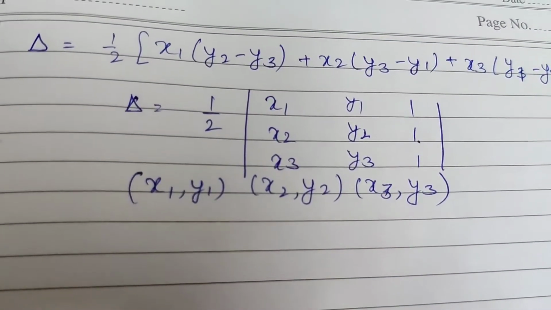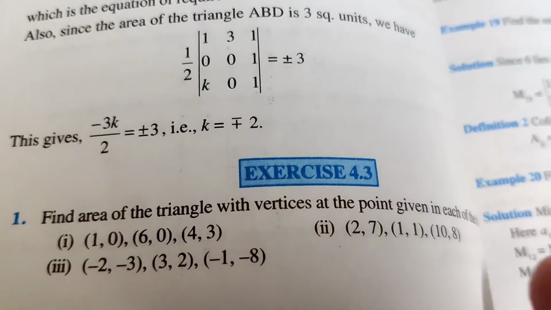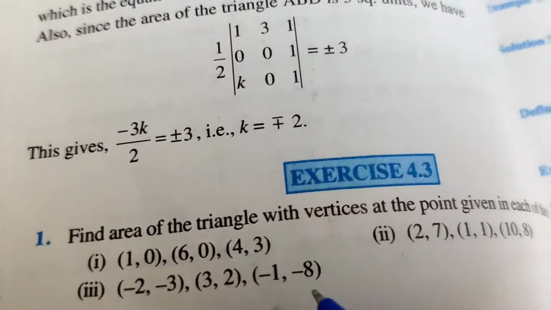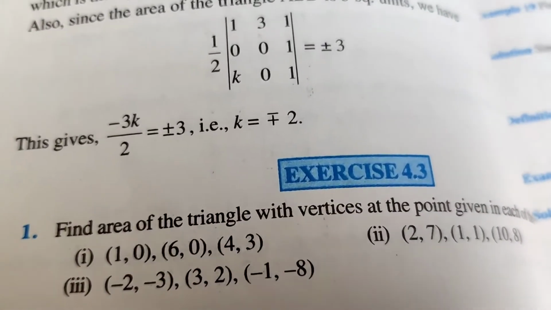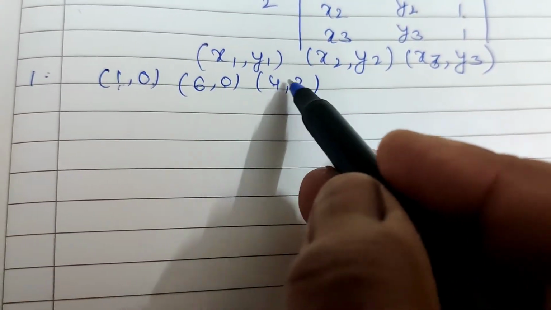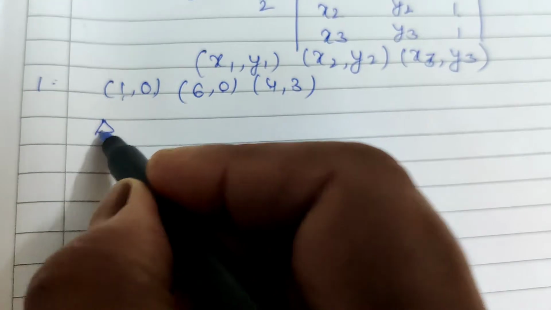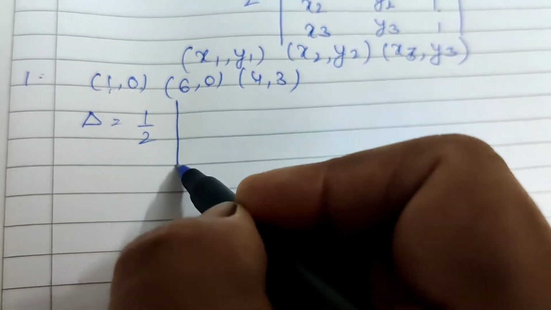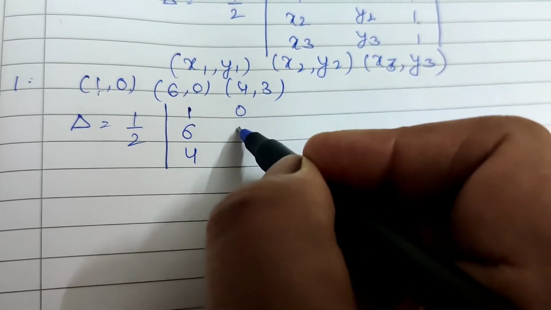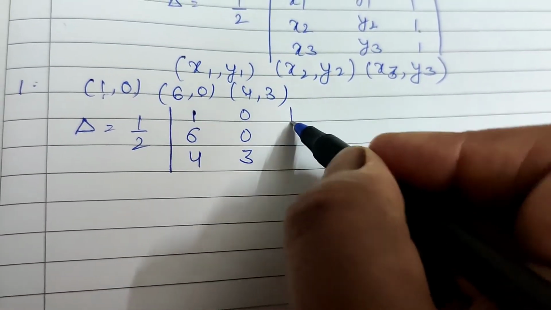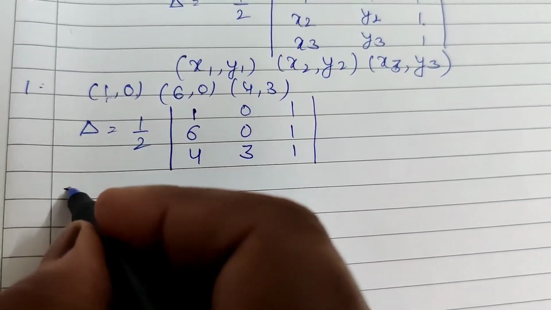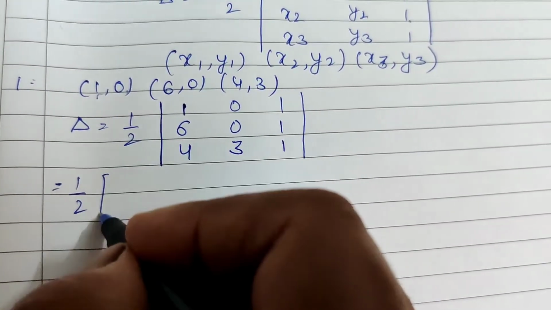Exercise 4.3. Find the area of the triangle with vertices at the points given in each of the following. The first: the three coordinates x1, y1, x2, y2 and x3, y3. We write it in the form of a determinant, 1 by 2 times the determinant with x and y columns and a column of 1, 1, 1. Now you can solve the determinant.